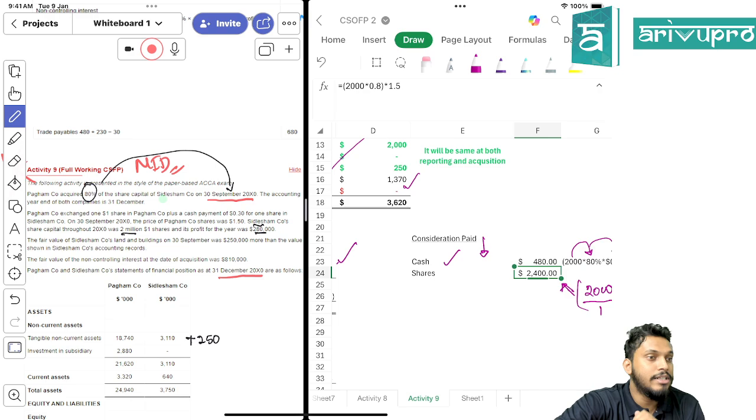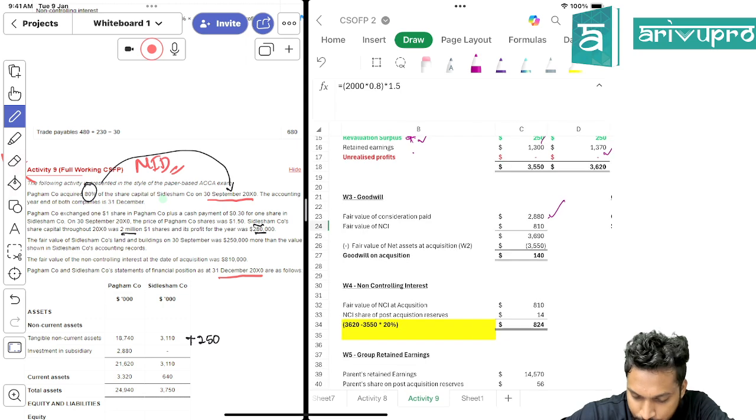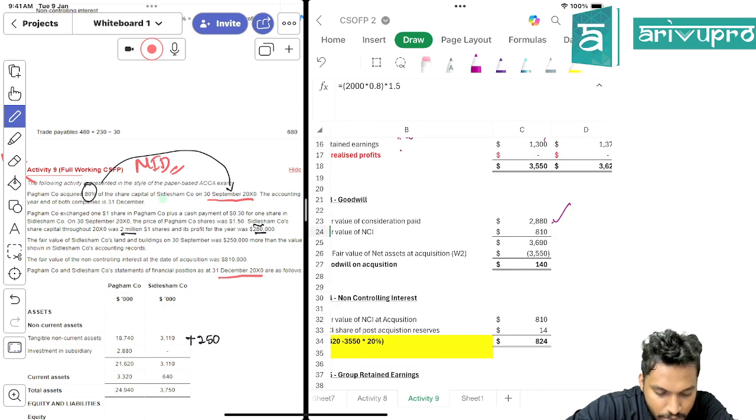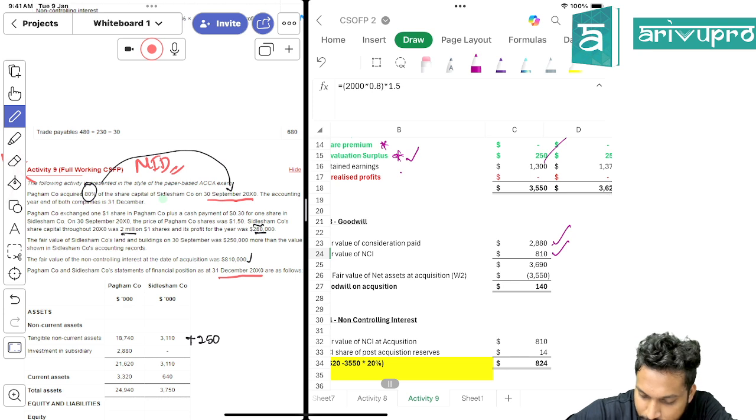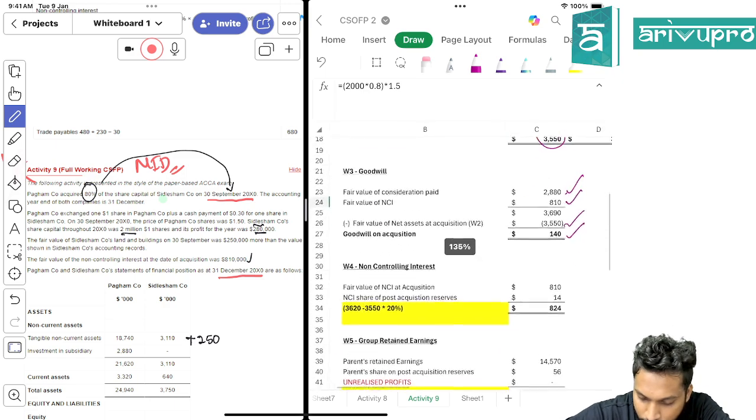So the total consideration is going to be 2,880. Fair value of non-controlling interest they have given, so that is 810. And the fair value of net assets at acquisition we have calculated, that is 3,550. If you deduct it, you will arrive at 140. That is your goodwill. 140 is your goodwill.